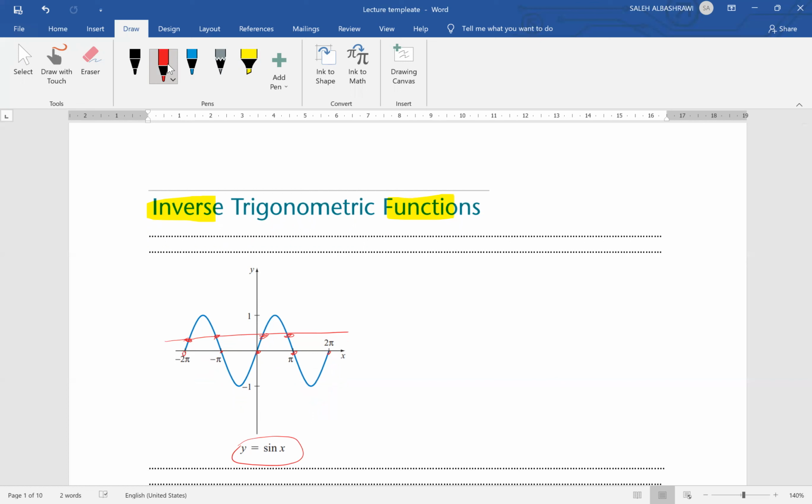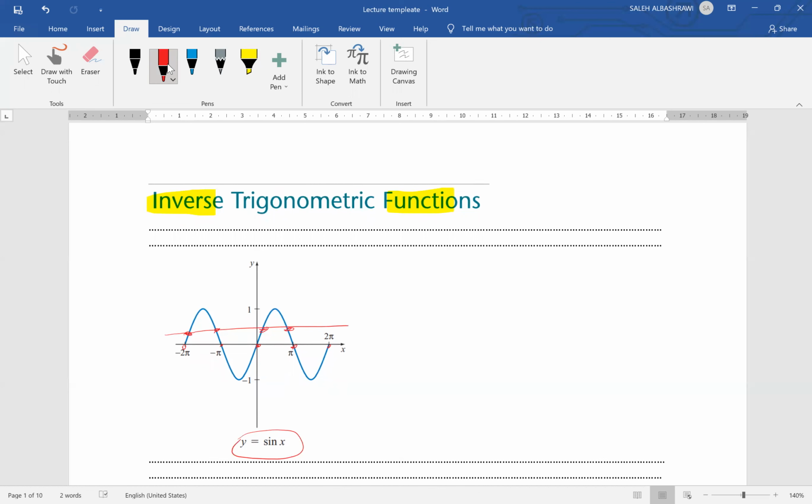But I need to find the inverse for the sine function. So to find the inverse for this function, we have to make it a one-to-one function. So we have to do some restrictions on the domain of the function. I will not use it from minus infinity to plus infinity. So I'm going to use a small portion of the domain to make it a one-to-one function.